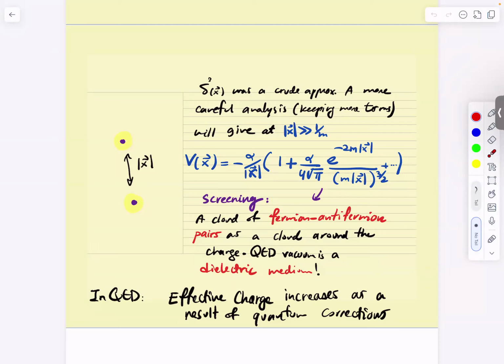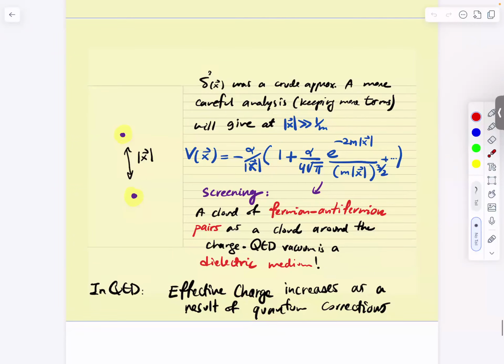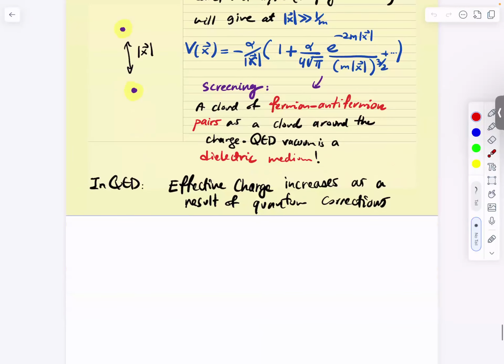Wait, no. The other way around. Sorry, this is the opposite. I should correct it, but my pen doesn't write. At high energies, the interaction is stronger. Why is that? Because we're comparing the interaction at scale q squared with the interaction at scale 0. Yeah, sorry, this is a typo.